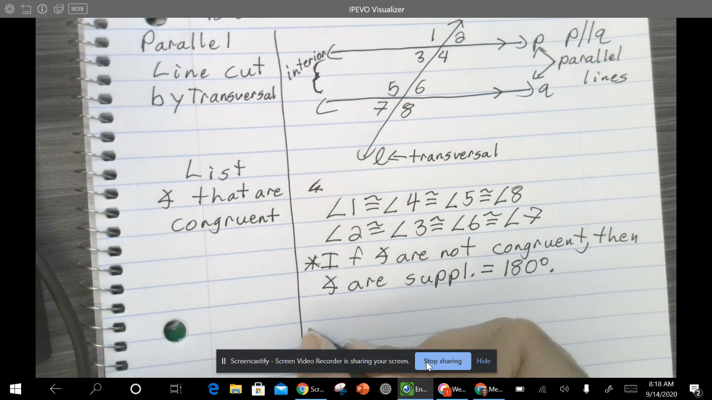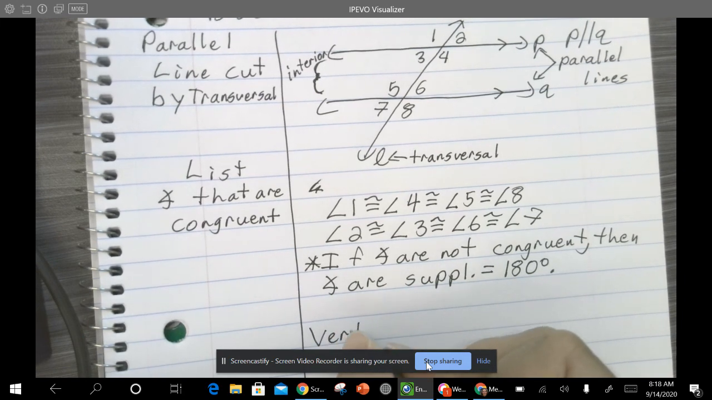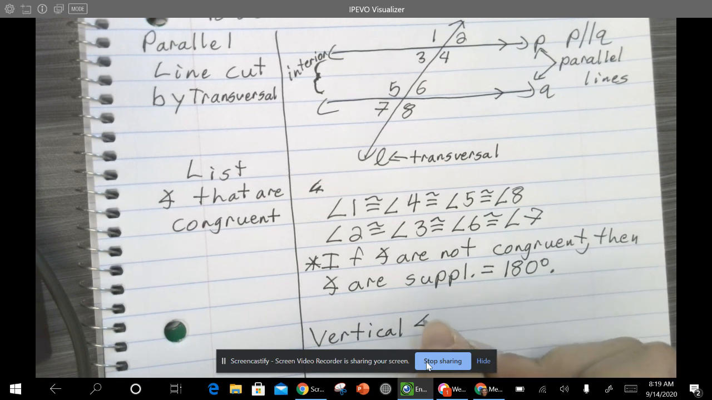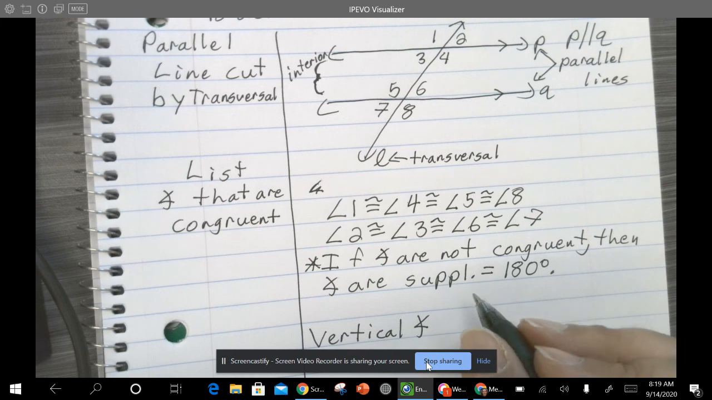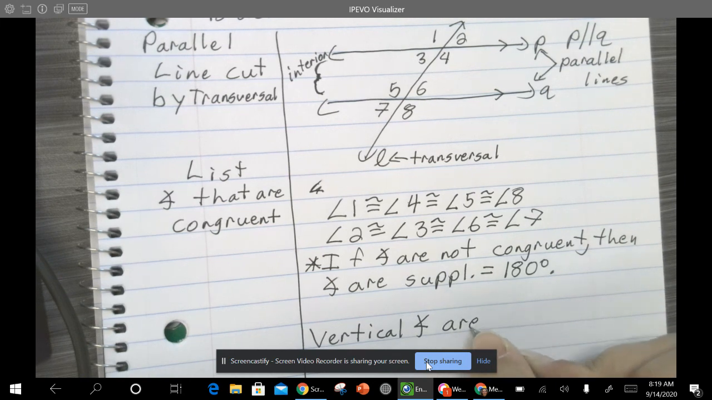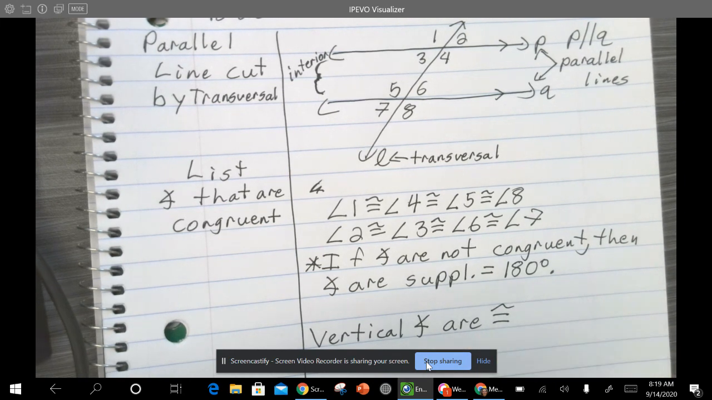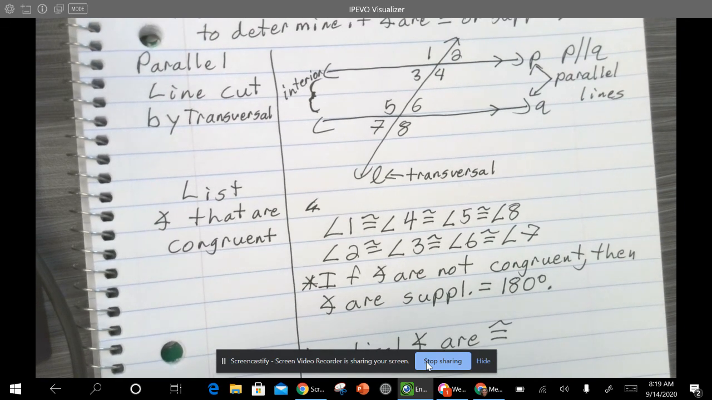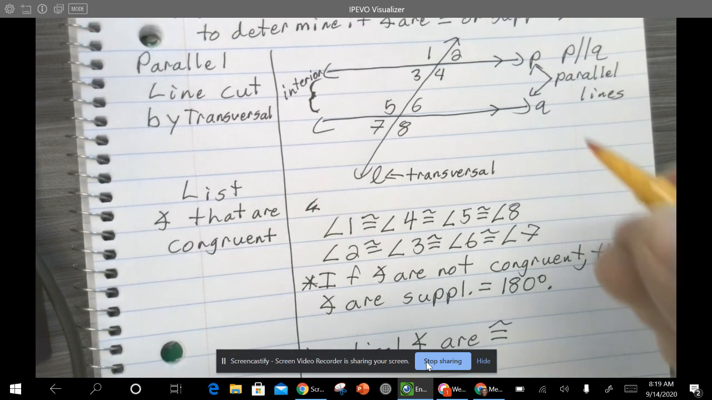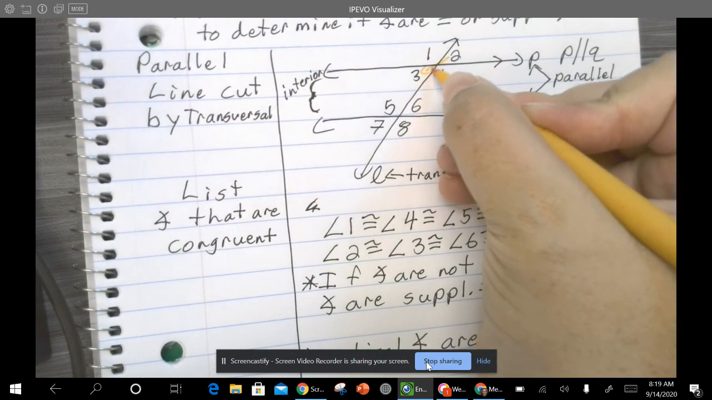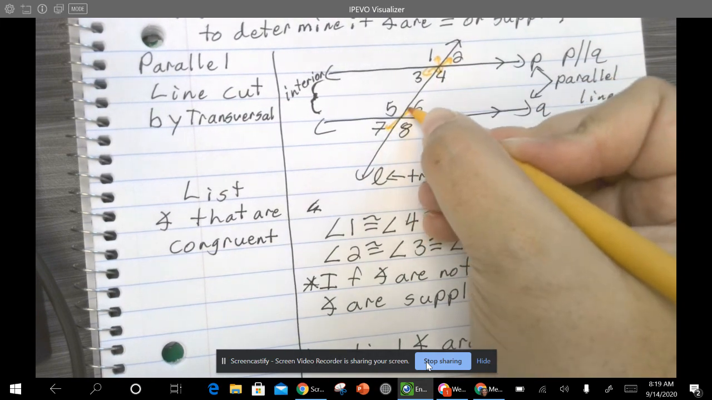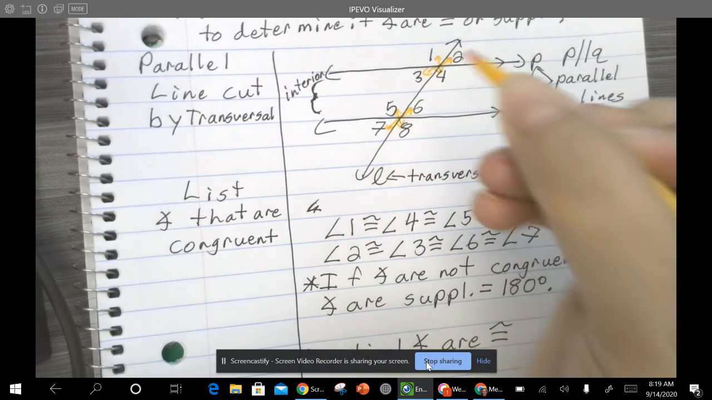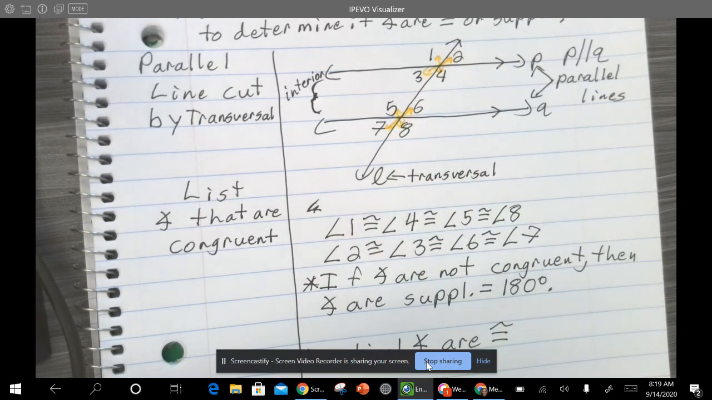So we have vertical angles. Okay. So vertical angles are congruent. So remember, vertical angles are going to be across from each other. So remember, they're going to be like this. They're going to be across from each other. So vertical angles, they're going to be diagonally across from each other.